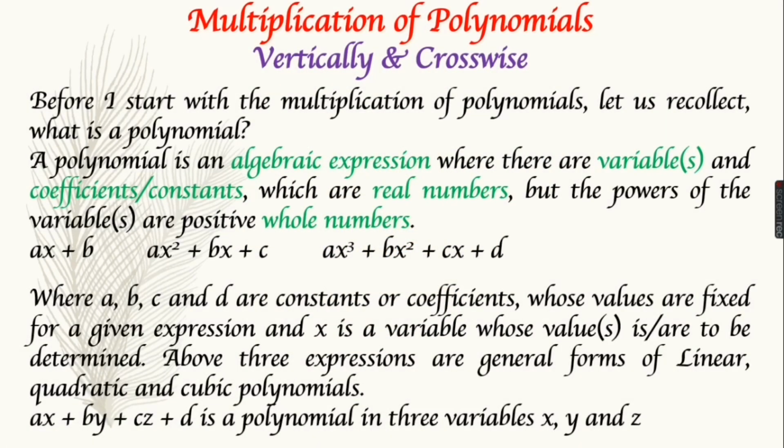Today we are going to see the multiplication by vertically and crosswise method of polynomials. Before I take up the actual multiplication, let us recollect what a polynomial is. A polynomial is an algebraic expression where there are variables and coefficients, or constants, which are real numbers, but the powers of the variables are positive whole numbers.